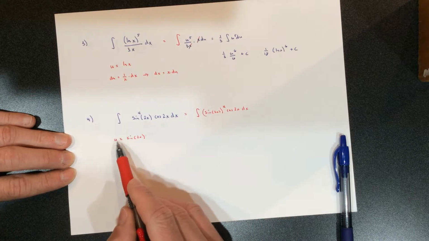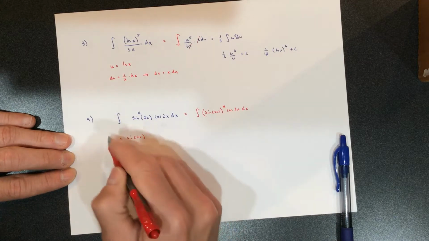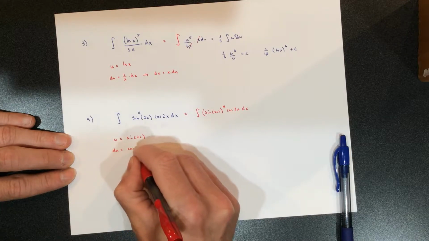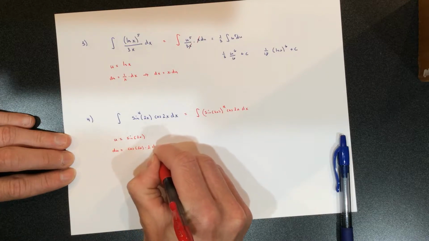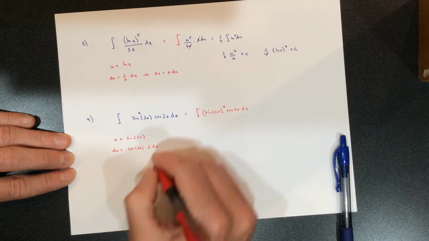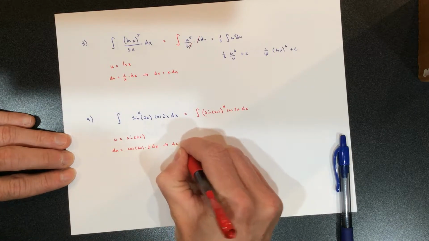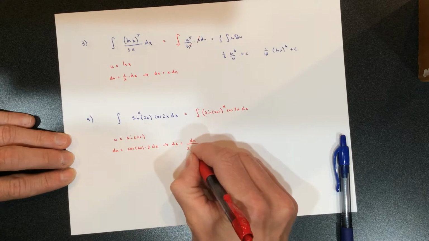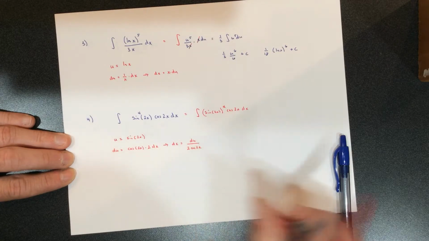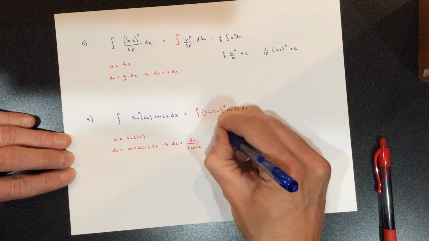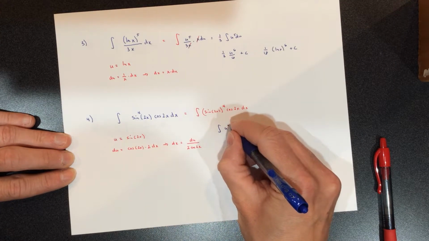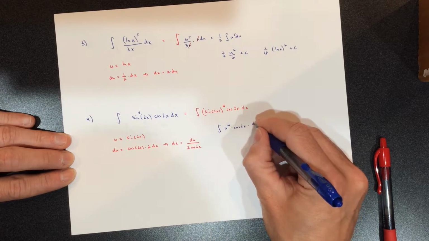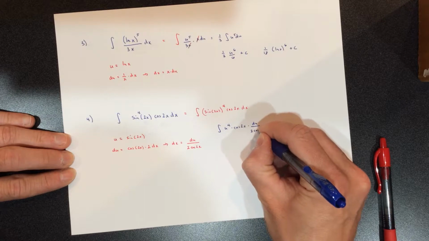Okay, go back. u is sine of 2x. So then du, the differential of sine of 2x, is cosine 2x times 2 dx. Again, you get that 2 from the chain rule. That implies that dx is equal to du divided by cosine 2x times 2. So 2 cosine 2x. And now let's make the substitution. This is the integral of u to the fourth cosine 2x times dx, which is du all over 2 cosine 2x.